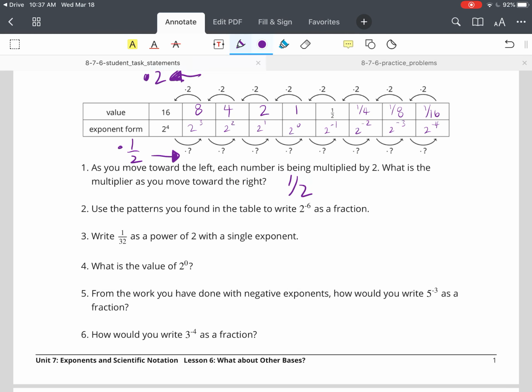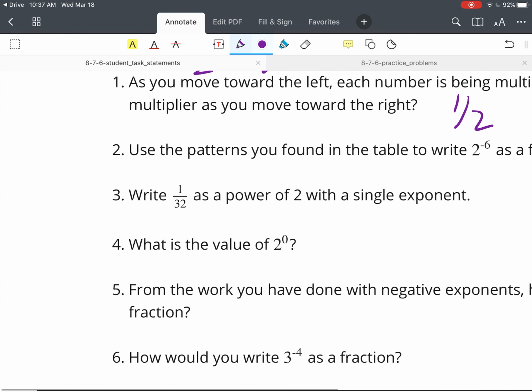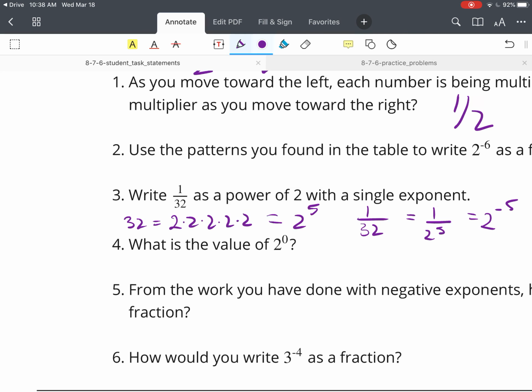Use the patterns you found in the table to write 2 to the negative 6 as a fraction. Well, that's just going to be 1 over 2 to the 6th. Write 1 over 32 as a power of 2 with a single exponent. Well, first of all, let me go over here. 32 is 2 times 2 times 2 times 2 times 2. So how many 2's do we have? 5. But then 1 over 32 means 1 over 2 to the 5th, which is 2 to the negative 5th. Okay?